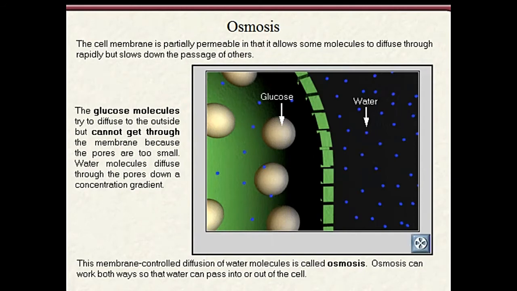Osmosis. The cell membrane is partially permeable in that it allows some molecules to diffuse through rapidly, but slows down the passage of others. The glucose molecules try to diffuse to the outside, but cannot get through the membrane because the pores are too small. Water molecules diffuse through the pores down a concentration gradient. This membrane-controlled diffusion of water molecules is called osmosis. Osmosis can work both ways, so that water can pass into or out of the cell.